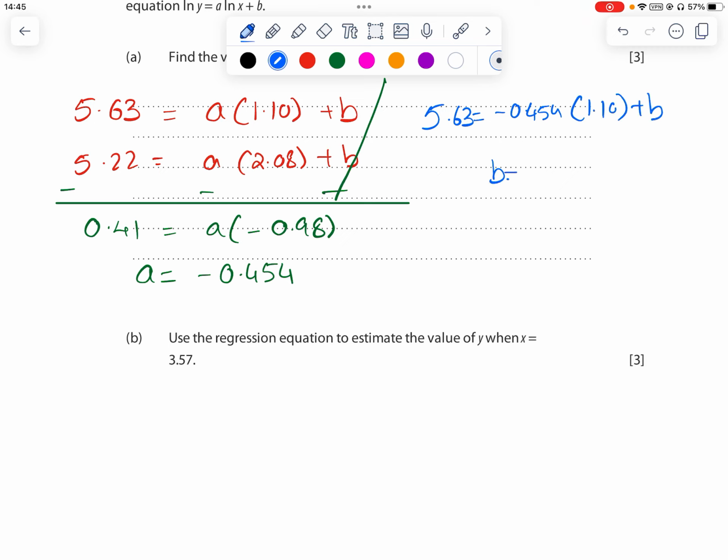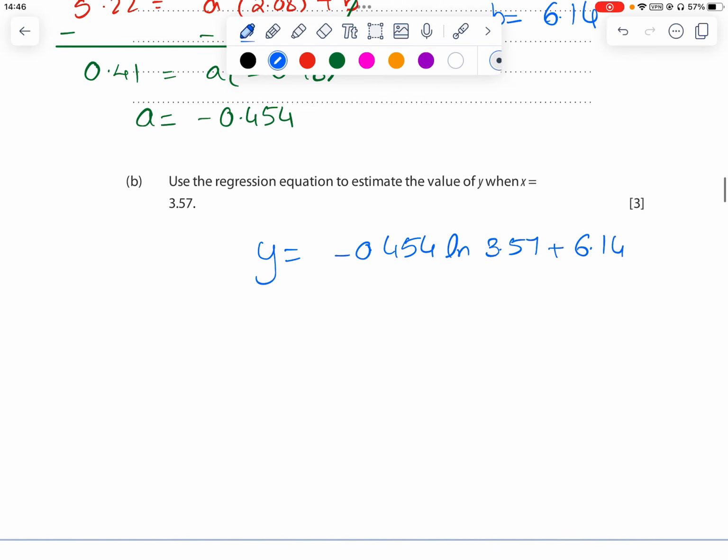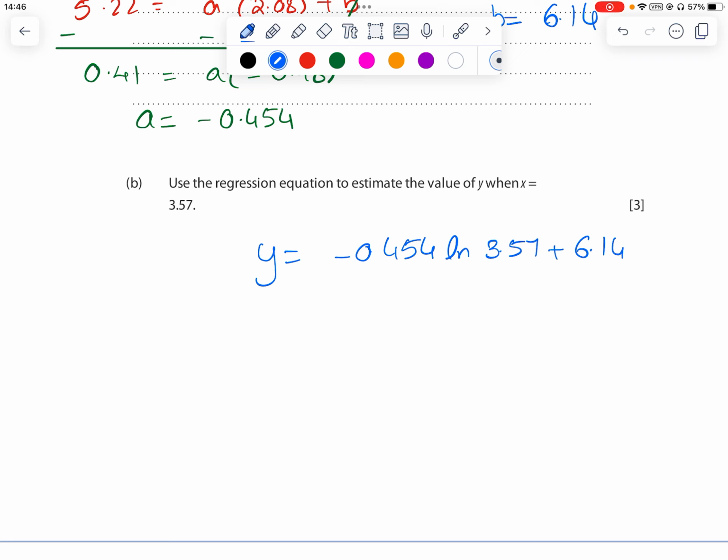This gives me the b value as 6.14. Use the regression equation to estimate the value of y when x equals 3.57. So what is the equation we got? y equals minus 0.454 ln of 3.57 plus 6.14. Now plug in the value of x over here, which we have substituted as 3.57.